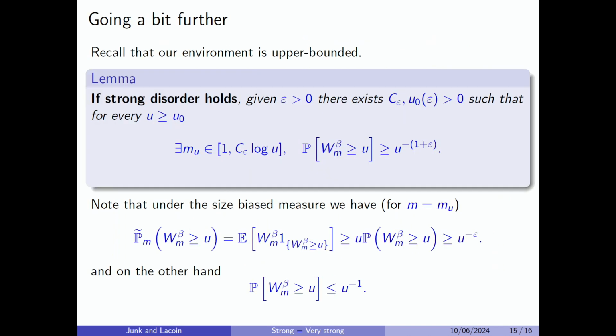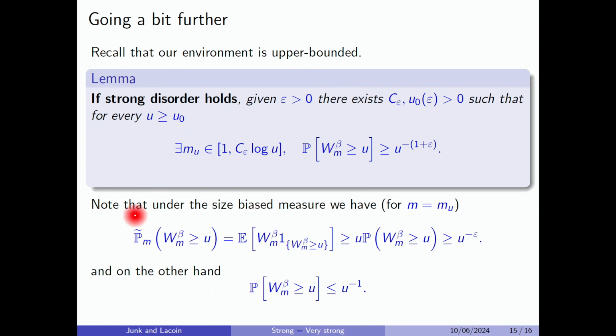So why is this lemma important? Well, it gets us one step further in our quest, because now it allows us to identify one event which is much more likely under the size bias measure than under the original measure. So take M as in the lemma, the M that corresponds to some given u.